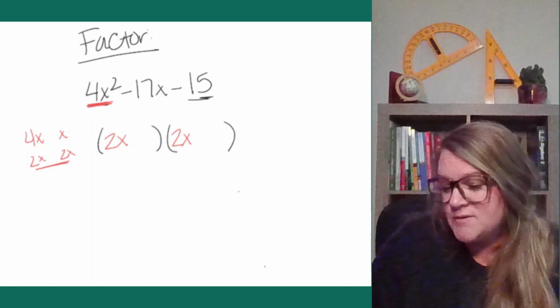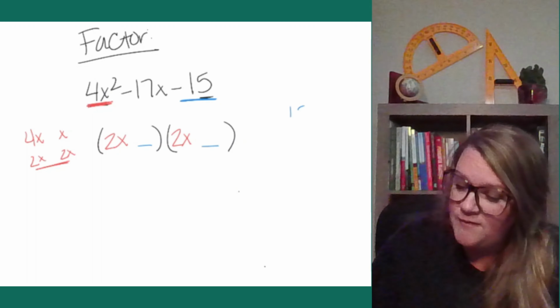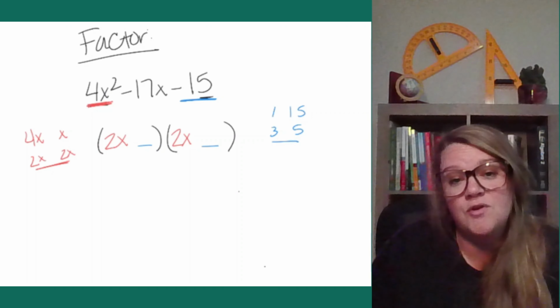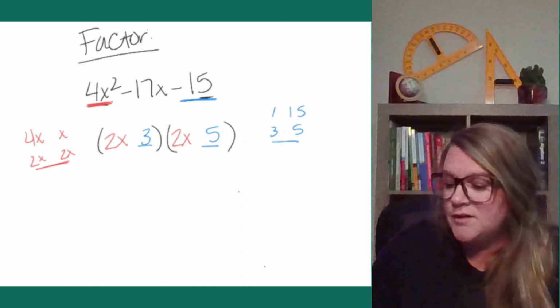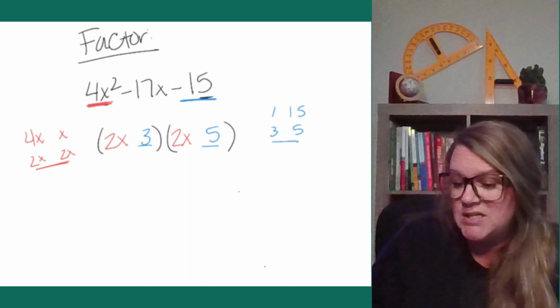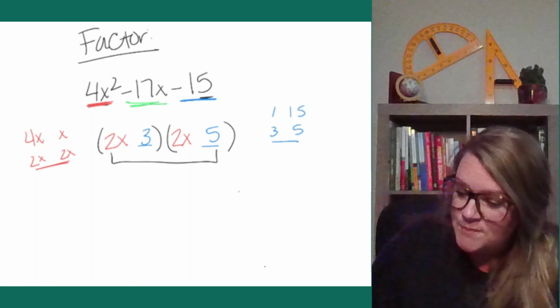Now my last times my last has to give me 15. So I'm going to come to this side. 15 times 1 or 3 times 5. Those are my only options. So again, I'm going to start with the 3 and the 5. I'm going to put a 3 here. I'm going to put a 5 here. And I'm going to do my OI check to see if I can get a 17 right here in the middle. Okay. So outer times outer gives me 10x.